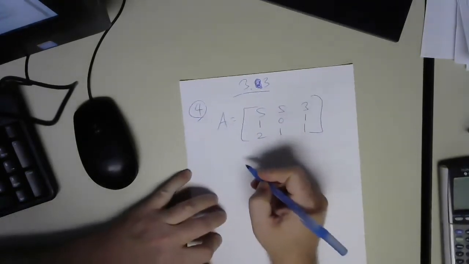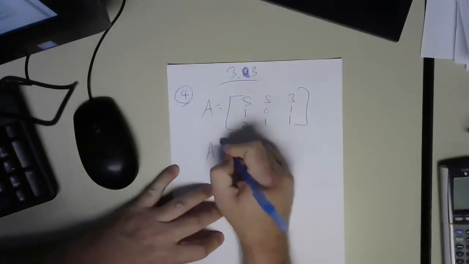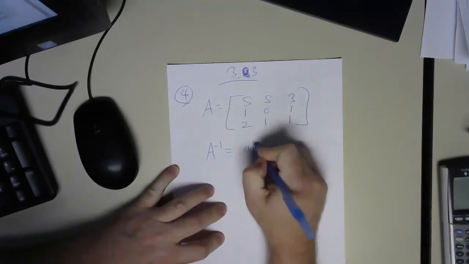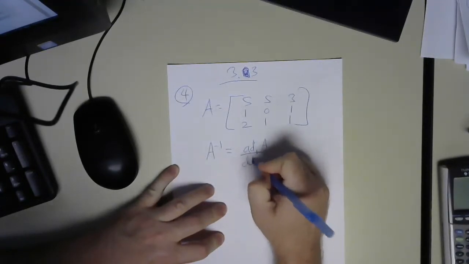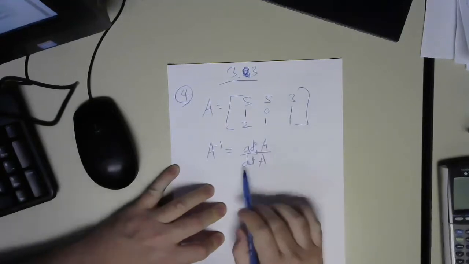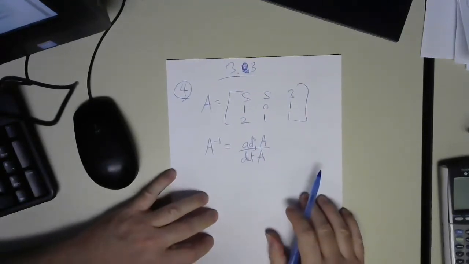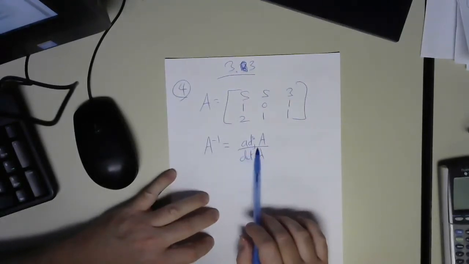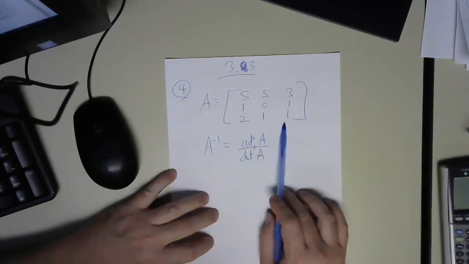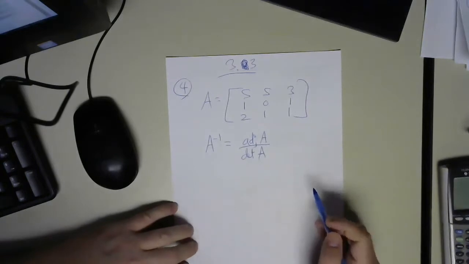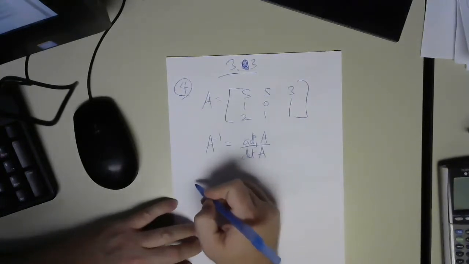Okay, so one of the formulas they give you in this section says the inverse of a matrix is the adjugate of A divided by the determinant of A. And I'll tell you what this adjugate is in a second. They tell us it's the transpose of the matrix of cofactors of the original matrix. Okay, so let me show you how to find that matrix.